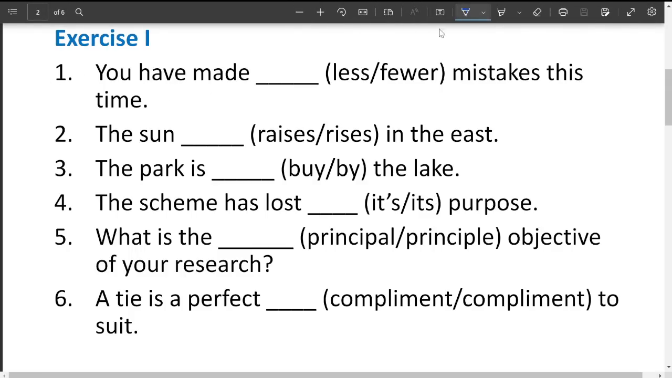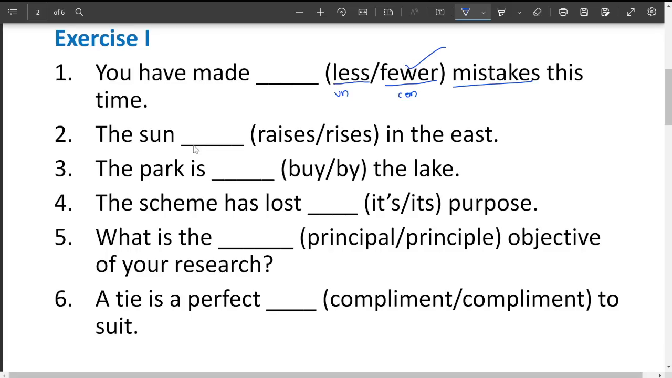You have made dash mistakes this time. So you have made less mistakes, or you have made fewer mistakes. The difference between these two is that less is for uncountable, fewer is for countable. Now mistakes are countable. You can say this is my first mistake, this is my second mistake. So which of these two can be used here? Only fewer. Very simple, right?